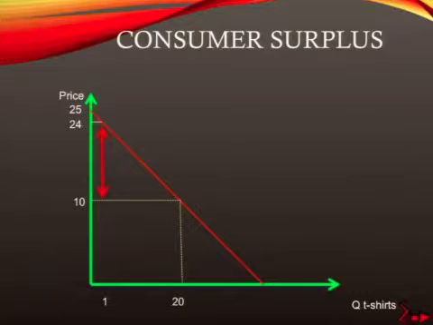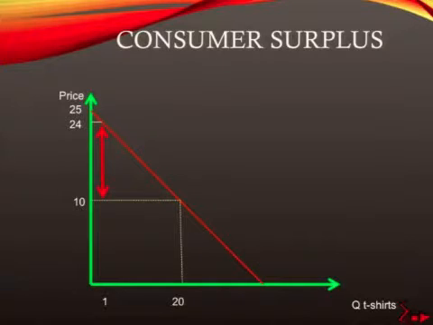I can do exactly the same thing for another unit of the good up here, right? And the same thing would happen. That would be your maximum you're willing to pay. This is the actual price you pay. So the surplus for that unit is going to be the difference between the value that you get minus the price that you pay, right? So if you do it for all the units that are sold, how many units are sold at that price?